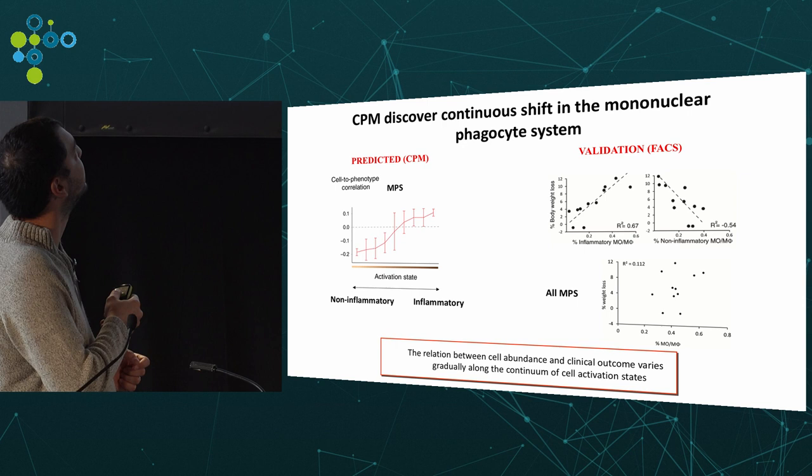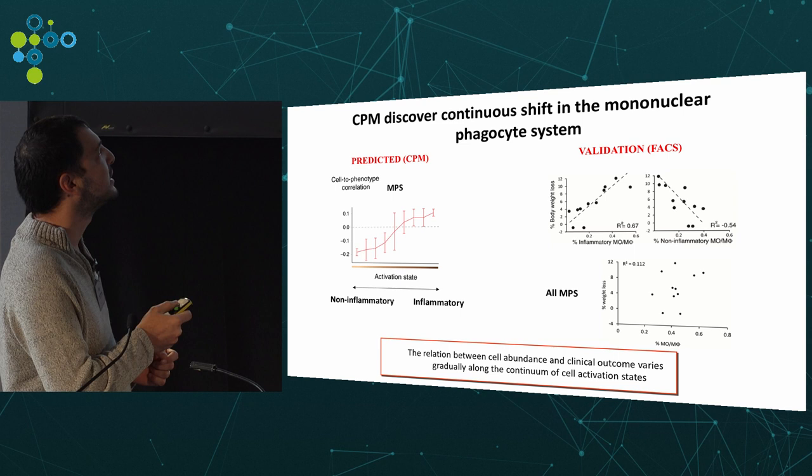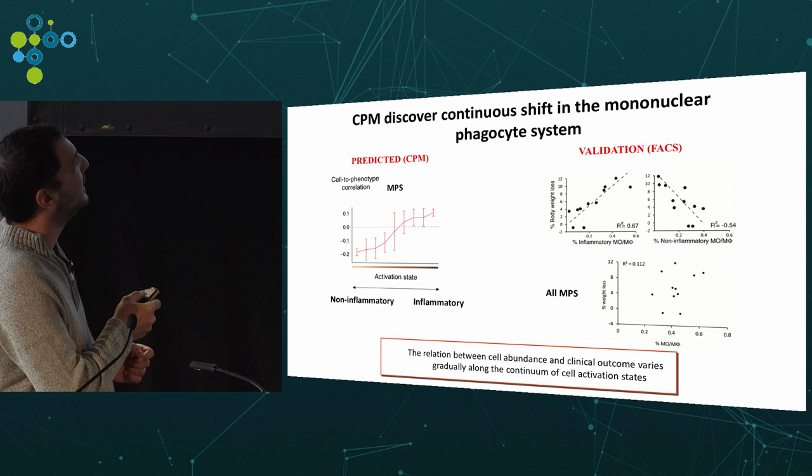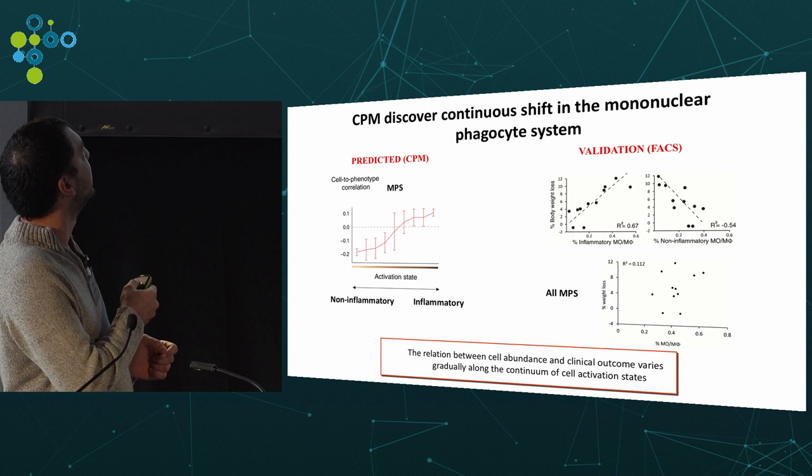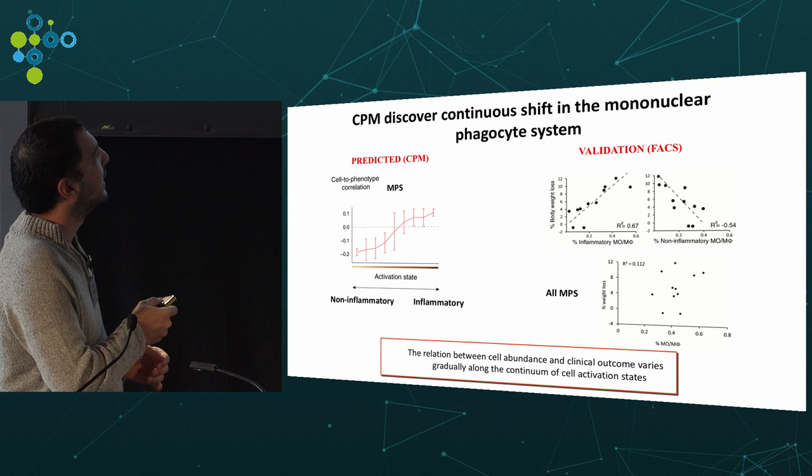And this is maybe the important thing that I wanted to show in my presentation. First of all, we could validate this and see that in inflammatory MPS, we see this also in FACS, the positive correlation. And we were actually the first to show that in naive MPS we see a negative correlation, and a decrease in correlation.